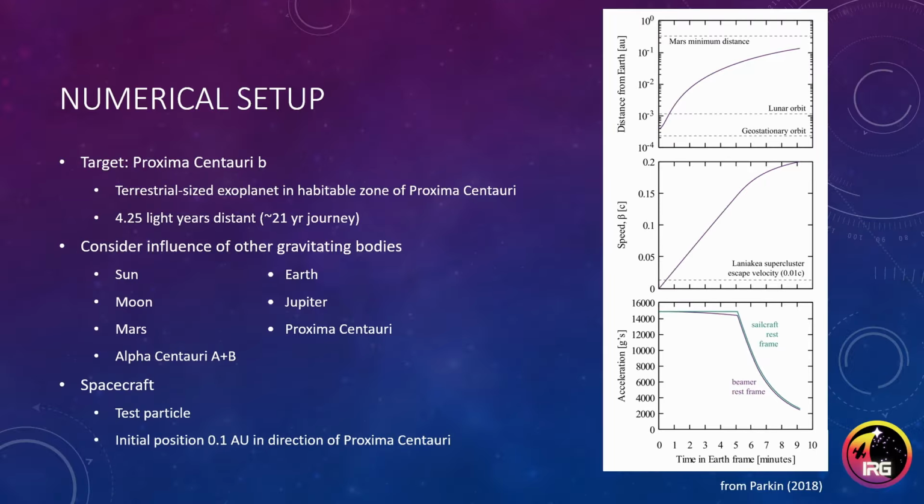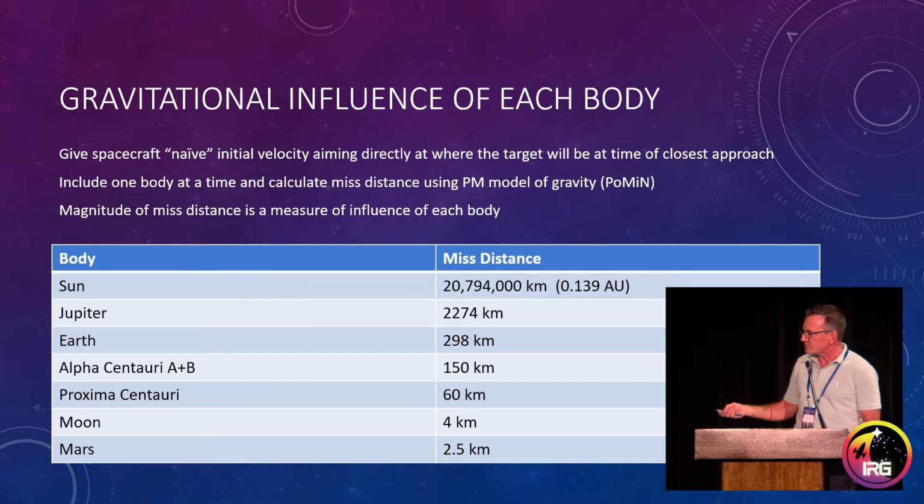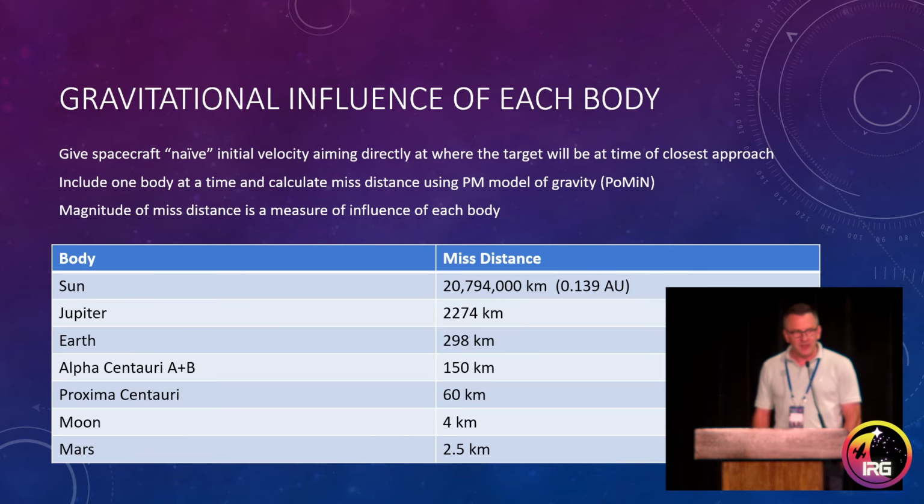So we started at 0.1 AU from Earth in the direction of Proxima Centauri. To find the gravitational influence of each body, we start with a naive initial velocity, which is aiming the spacecraft at Proxima Centauri b, where it will be at the time of closest approach. That aiming problem is an interesting problem in itself, which we solve in our paper. But this is in the absence of gravity, if you just aim naively at where it's going to be.